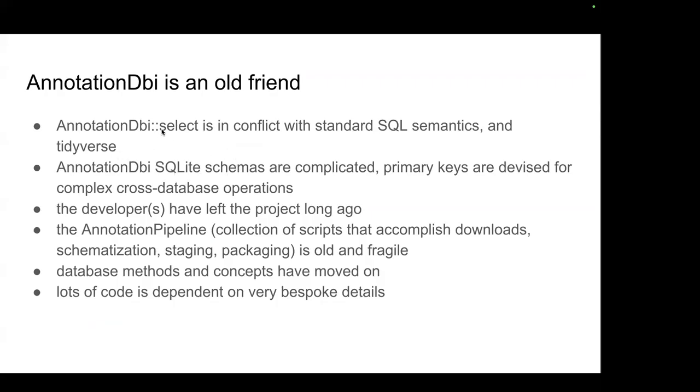The SQLite schemas that are used by annotation DBI are complicated. They have special keys to allow some cross-database operations. The developers, the creators of this, very creative and intense people, have left the project long ago. And the annotation pipeline that they put together in order to do this for Go and org.hs and org.mm and many other things, all the Affymetrix chips, for example, the pipeline that does all of those things is old and fragile. And technology for this type of data has moved on.